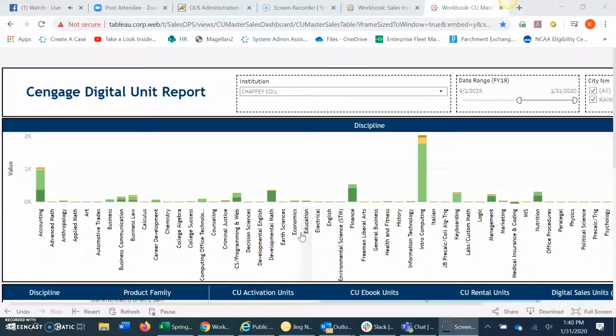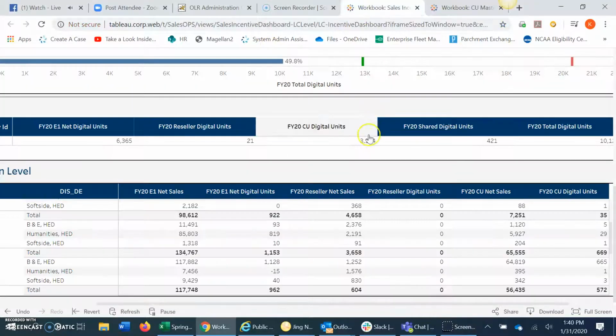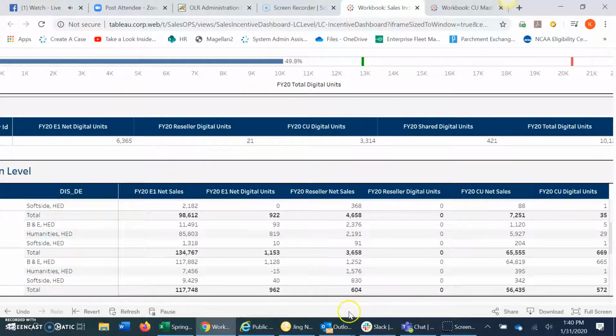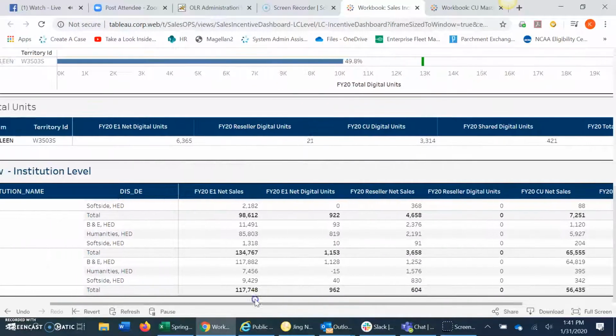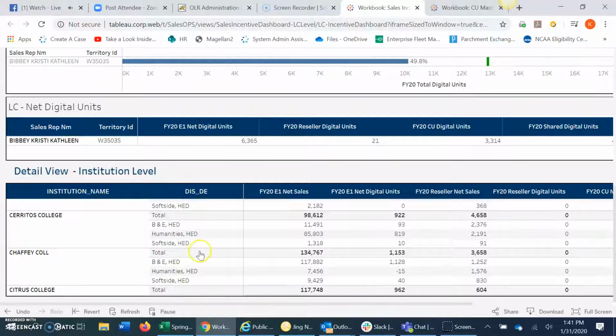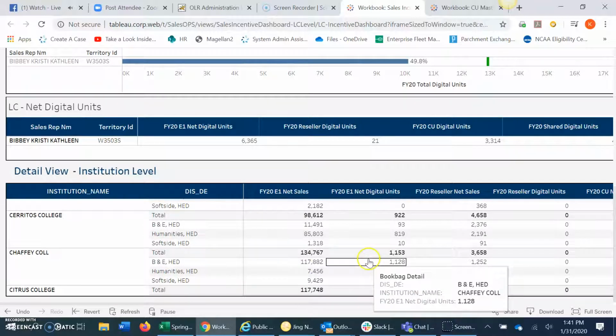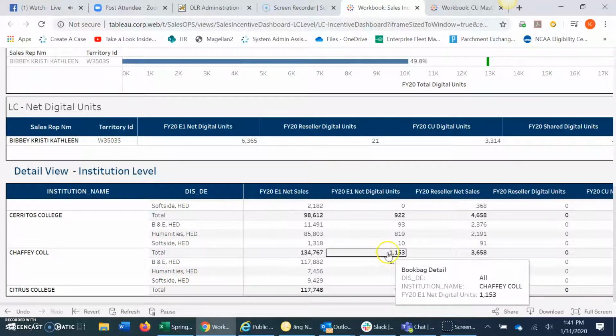Obsessed, but tell me what I'm missing here. Okay, here is my goal workbook, right? So just take, for example, Chafee. So I'm at Chafee College and I'm looking at digital net units, right?